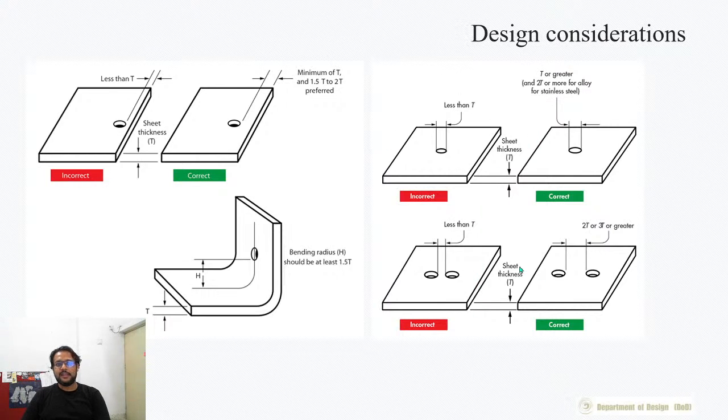And finally, if you have two holes, it should always be ensured that you have at least 2 to 3 times the thickness of the material as the gap between them.